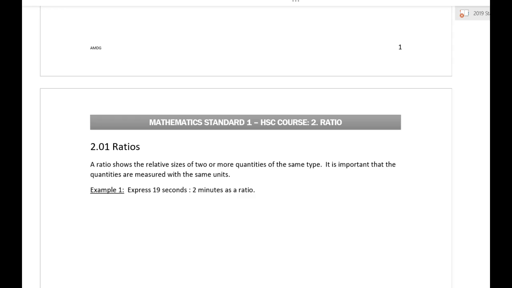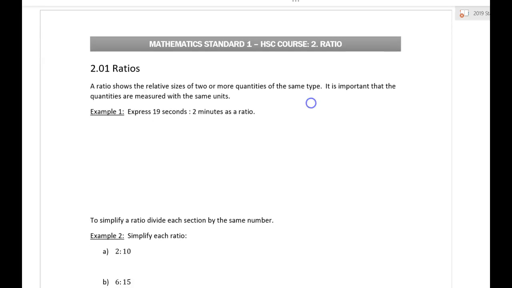The first thing we want to pay attention to is using the same units. So we need to make any unit conversion, and then we just combine those amounts. So here we go, 19 seconds to 2 minutes. The ratio is not 19 to 2, because they're different units.